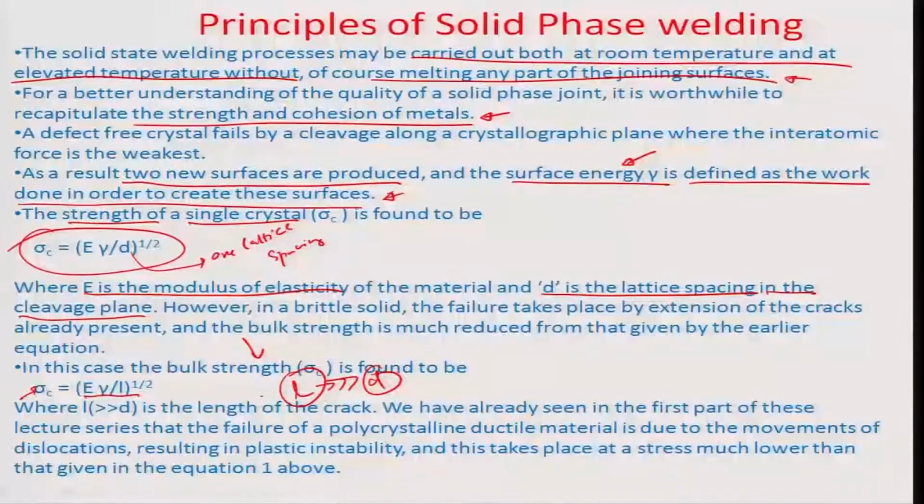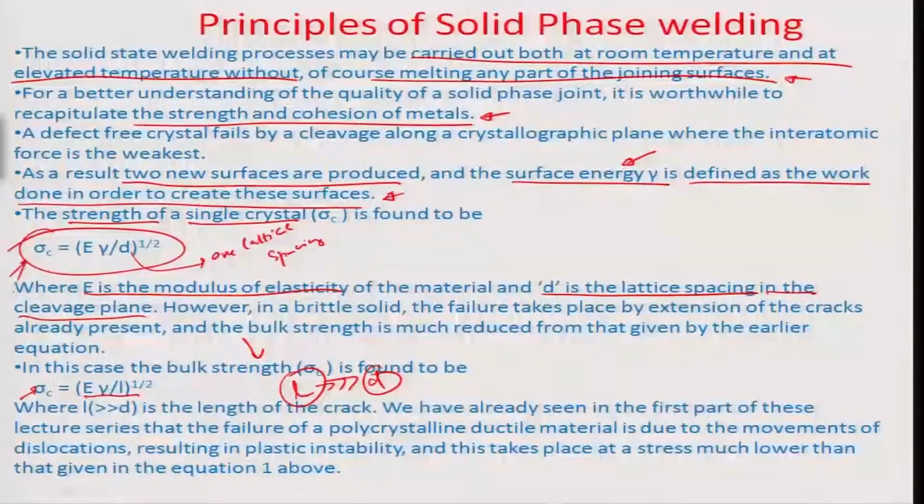So, the crack is around, let us say, 5 different lattice spacings, or even more, 50,000 more lattice spacings. So, it is a relatively larger entity in comparison to a single cleavage plane created across a single crystal, where the question is only of one lattice spacing. So, obviously, the sigma c reduces because of that, right.